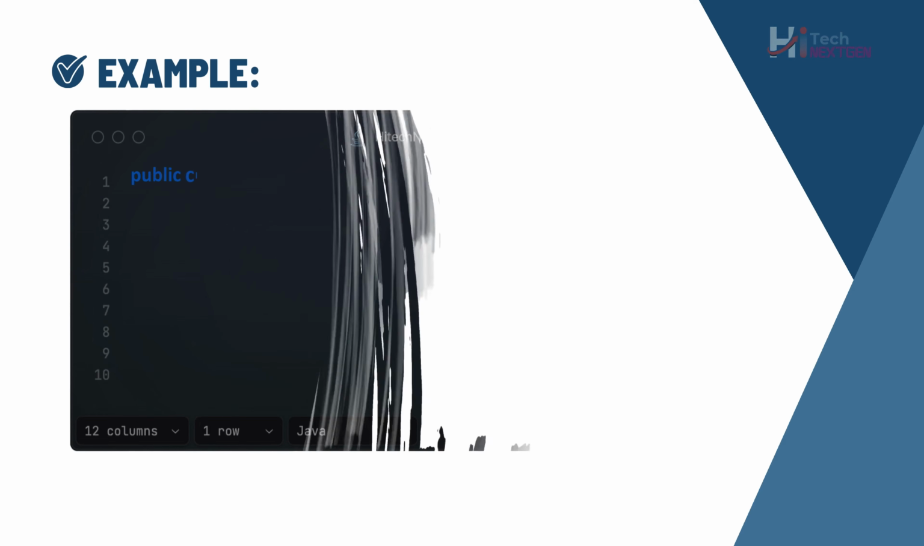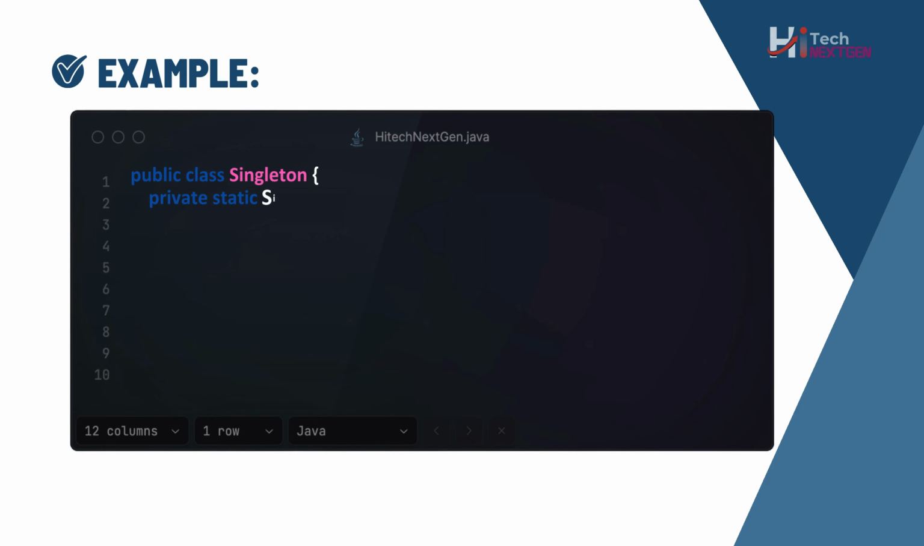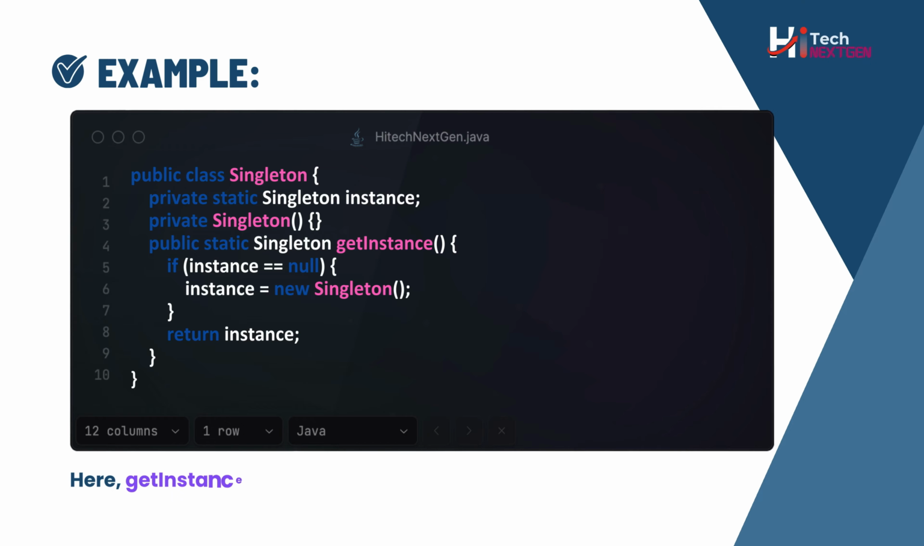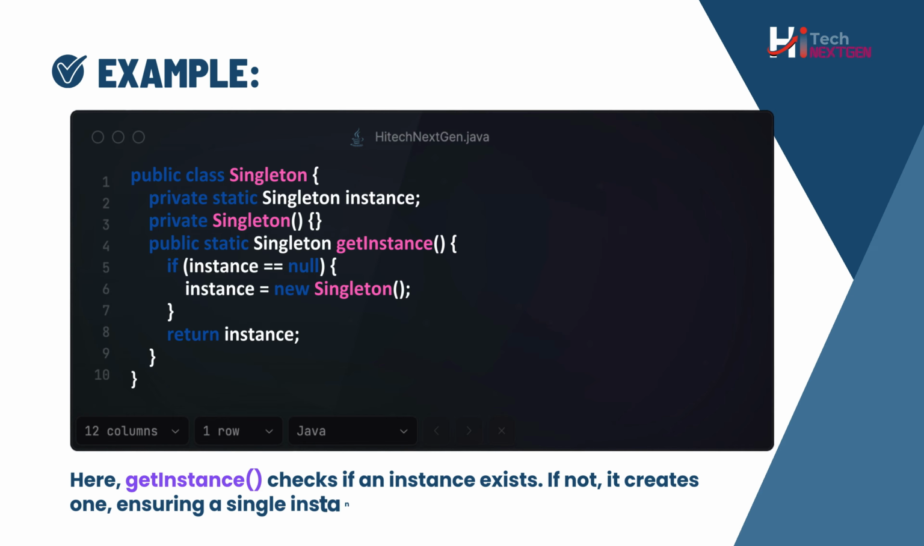Example: public class Singleton, private static Singleton instance, private Singleton, public static Singleton getInstance. If instance equals null, instance equals new Singleton, return instance. Here, getInstance checks if an instance exists. If not, it creates one, ensuring a single instance.